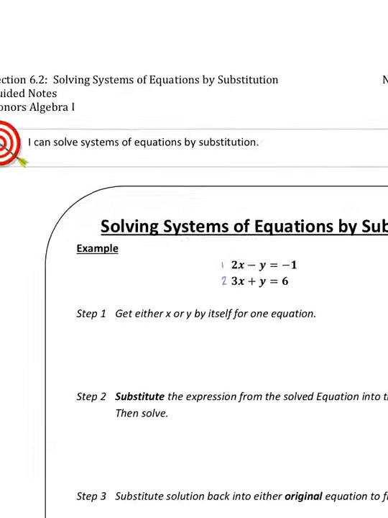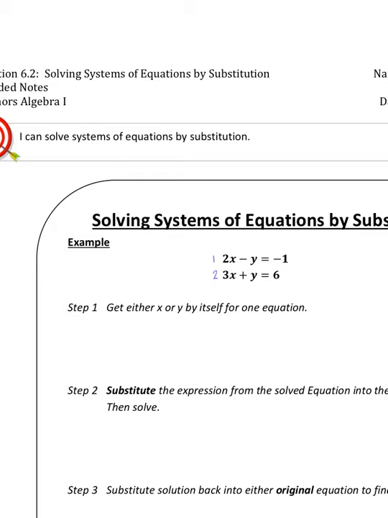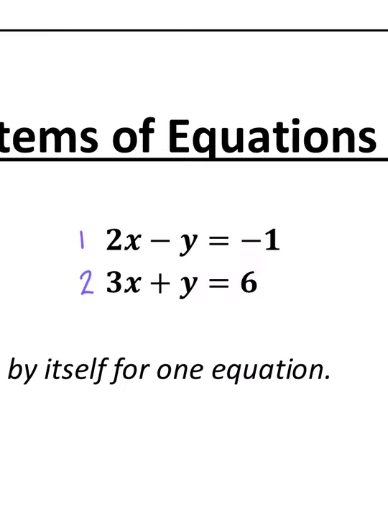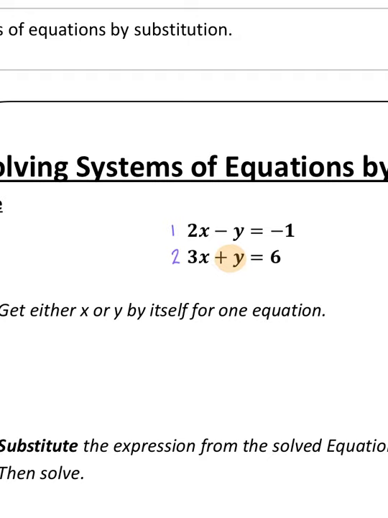Okay, so let's look at the steps. The first step says to get either x or y by itself for one of the equations. So when I look at these, I see that y is already by itself in a term, and I want a positive y, so I'm going to use equation number 2 and get y by itself. So let's write that out.